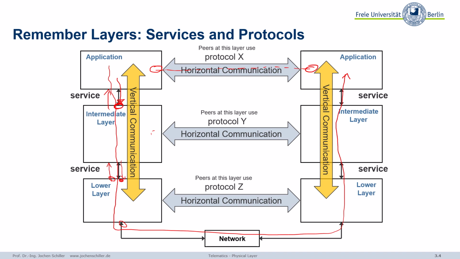So an intermediate layer talks to a peer at the same intermediate layer. Layer 4 talks to layer 4. And it's not possible for an application, for example, to directly talk to the medium access control on layer 2. This will not work. They don't speak the same language. They don't know what the packets mean, what the bit patterns mean, etc.